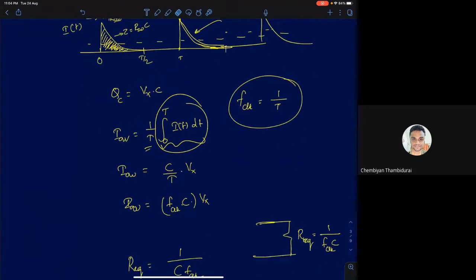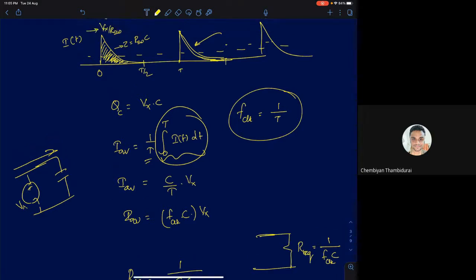Now, you see the average current that's being drawn by this capacitor is actually finite. So, for example, if I were to charge a capacitor directly using a voltage source Vx, there is no current drawn in the steady state. Initially, maybe you will draw some current, but in the steady state, you will not be drawing any current at all.